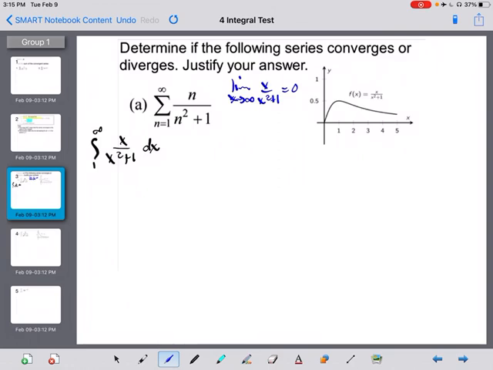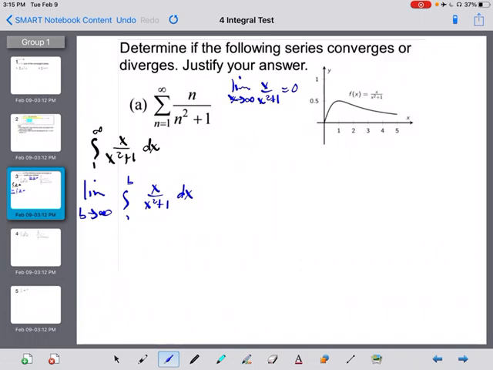All right, let's continue. We need to turn our improper integral into a proper integral. So we're going to do the limit as b approaches infinity of the integral from 1 to b of x over x squared plus 1 dx.